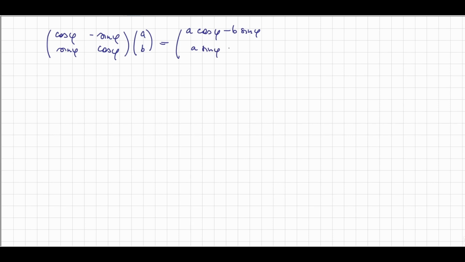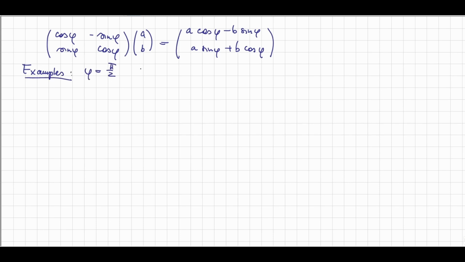So from what we just said, we can derive a formula for the rotation of a vector. If we have vector AB, to rotate it, we just multiply it by the matrix cosine phi, minus sine phi, sine phi, cosine phi, multiplied by AB, and we will get a formula: A cosine phi minus B sine phi, A sine phi plus B cosine phi. So examples. Take phi equal to pi half.